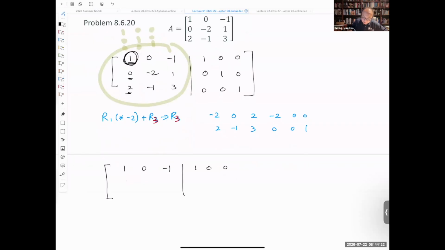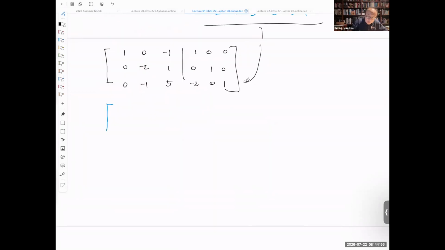We're going to put it back in the matrix: 1, 0, 0, 0, negative 2, 1, 0, 1, 0. And then this row is going to be here, which is 0, negative 1, 5, negative 2, 0, 1. Next, we want to make this a 1, right? I need to divide everything by negative 2, or multiply by negative 1 over 2. So 1, negative 1 over 2, 0, negative 1 over 2, and 0.